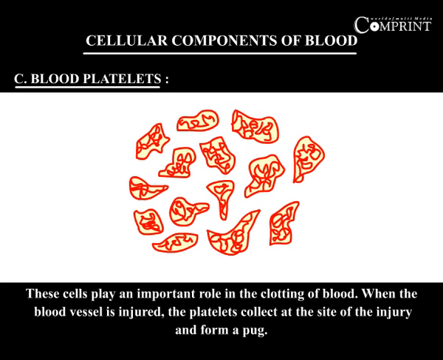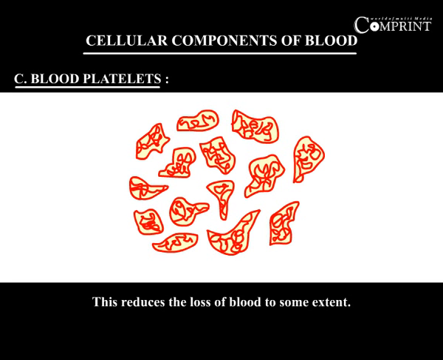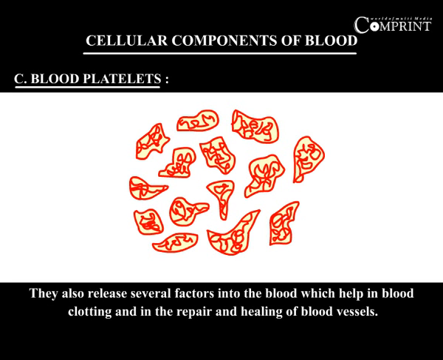When a blood vessel is injured, the platelets collect at the site of the injury and form a plug. This reduces the loss of blood to some extent. They also release several factors into the blood which help in blood clotting and in the repair and healing of the blood vessel.